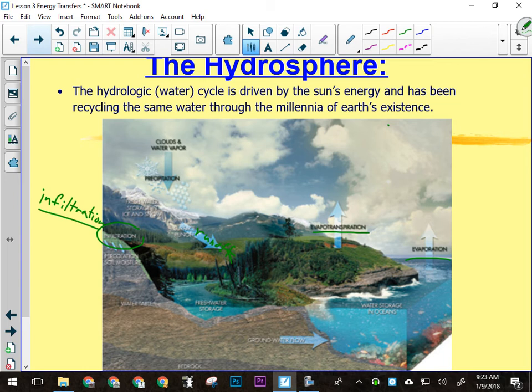Yeah, it just ends up back in rivers, takes it back to the ocean. Okay. If it's running off, it's going to eventually get to the ocean. Okay. Infiltration means it can get locked up. Okay, and it can get locked into ice sheets and stuff as well.